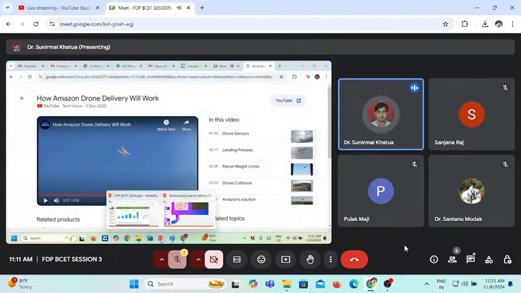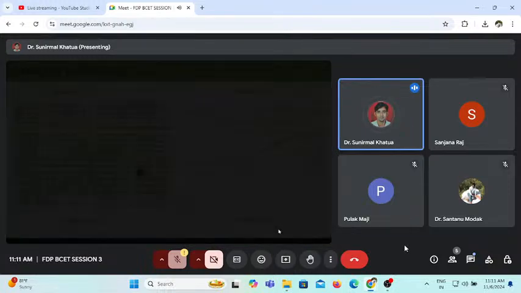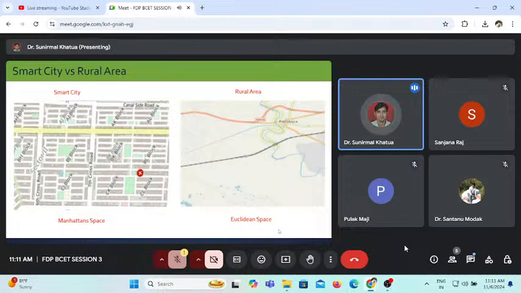So we have some idea of how these drones can be used to deliver items to the doorsteps. Now let me classify delivery in a smart city versus delivery of packages in a rural area, and how they differ. I have shown these two from OpenStreetMap. I have taken one from my university, Salt Lake Sector 2. This is the OpenStreetMap view of the Salt Lake Sector 2 area.